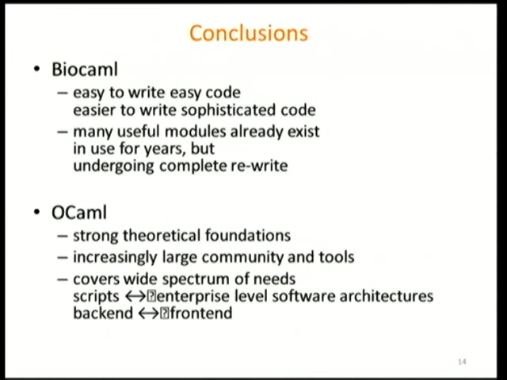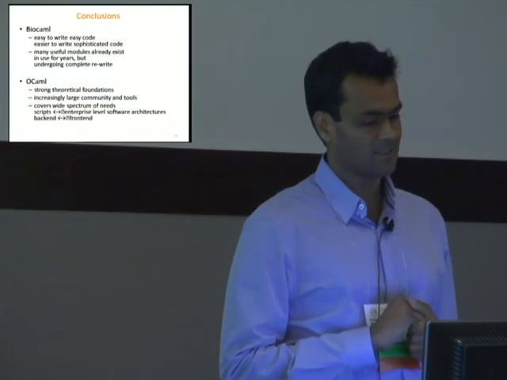Conclusions? So Biocaml, I think it's very easy to write easy code. That's really the main point I want to make. I think a lot of times when you start Googling for functional programming, you end up on a page about category theory. It's not relevant. It's not important. If you want to write simple code, it is simple to write simple code. And also, it's easier to write very sophisticated code.